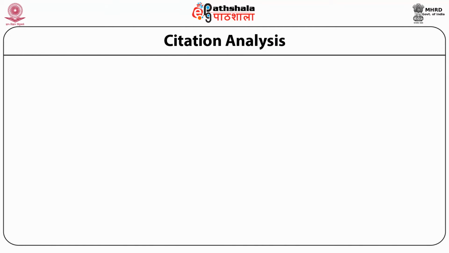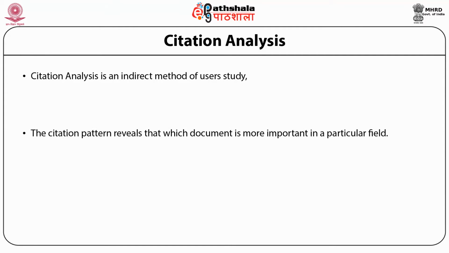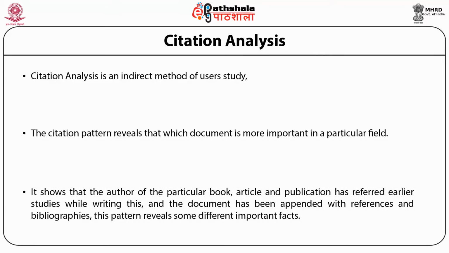Citation analysis. Citation analysis is an indirect method of user study. The citation pattern reveals which document is more important in a particular field. It shows that the author of a particular book, article, or publication has referred to earlier studies while writing it, and the document has been appended with references and bibliographies. This pattern reveals some important facts.